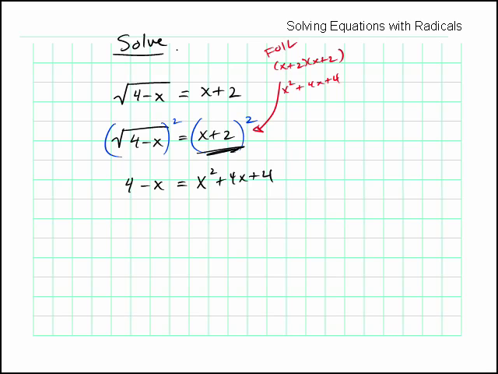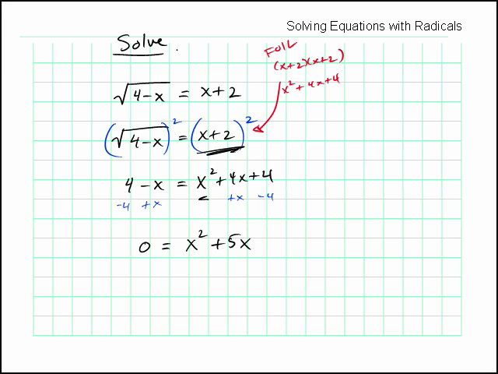Okay, I've gotten rid of the radical. Now notice I have a quadratic left. I got an x squared right there. So I'm going to solve this equation by factoring. I'm going to move everything to the right side so that the equation is set equal to 0. Subtract 4 from both sides. Add x to both sides. If I do that, I'll have 0 equals x squared plus 5x.